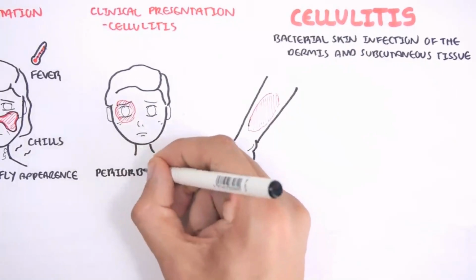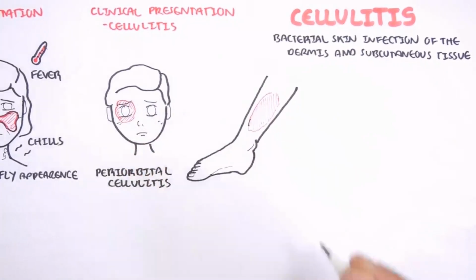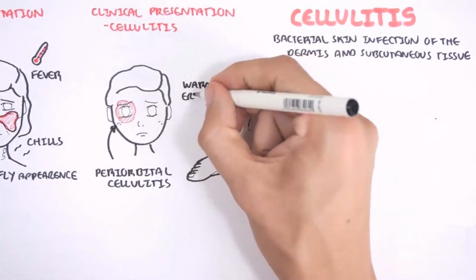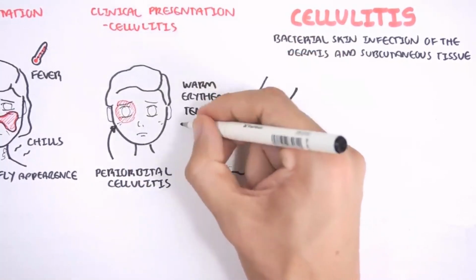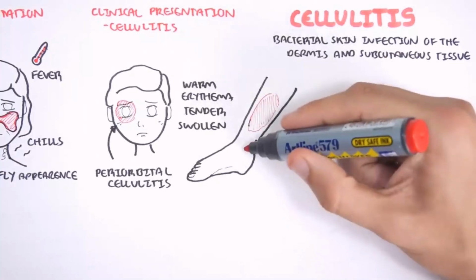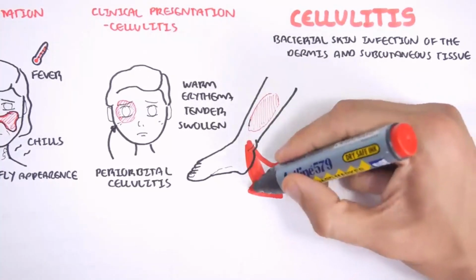And like erysipelas, cellulitis has the cardinal features of inflammation. You have warmth, you have erythema, you have tenderness, and you have swelling. So let's take a closer look at cellulitis and see what happens in the skin itself.